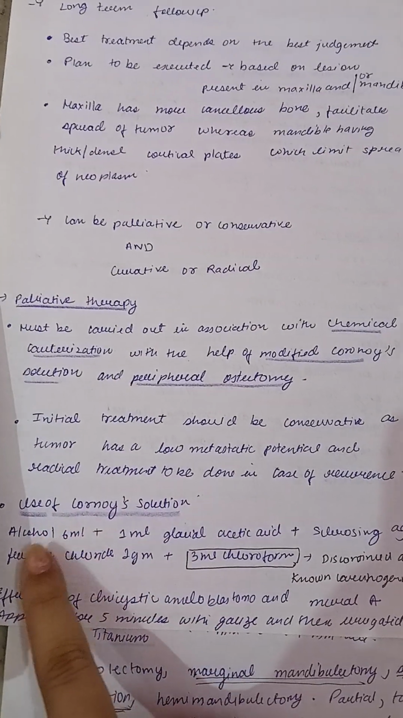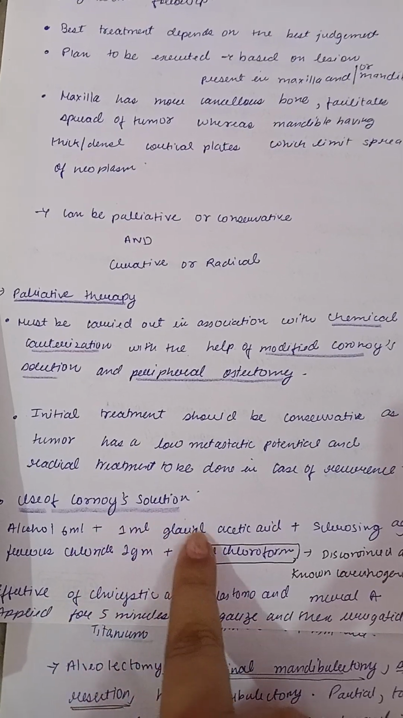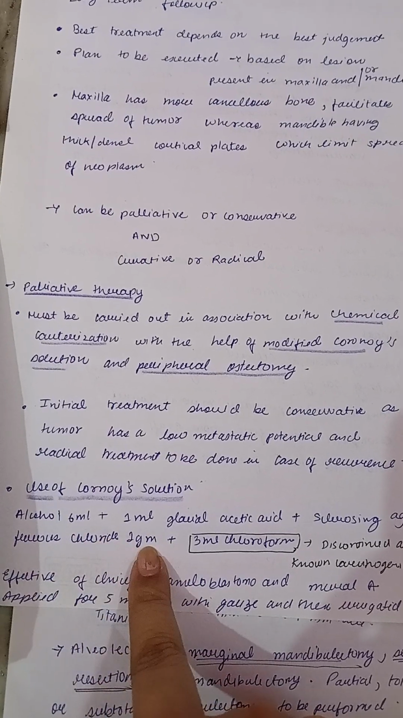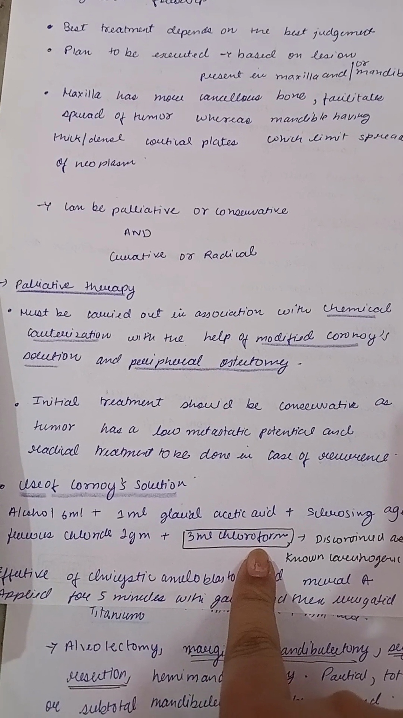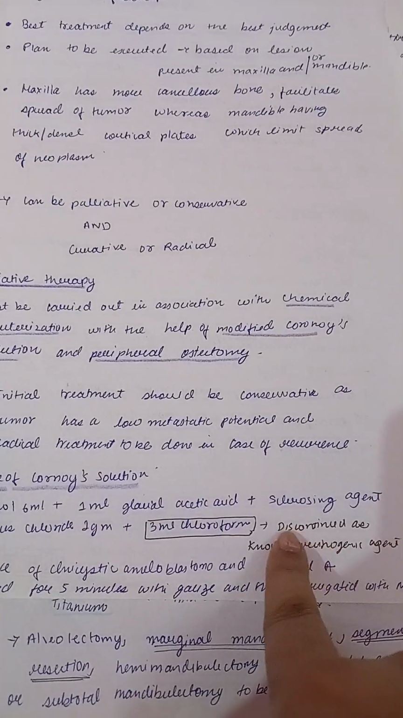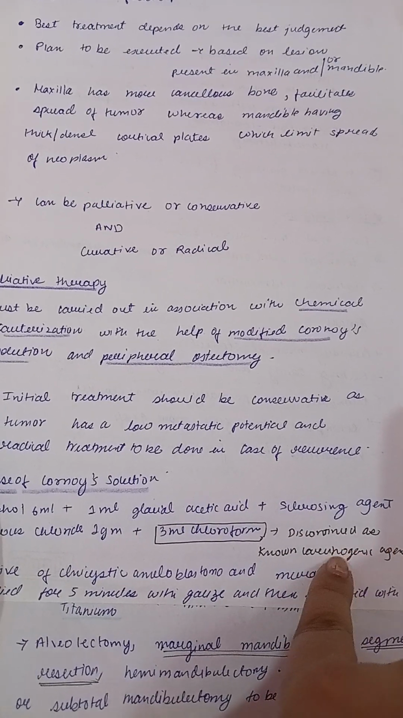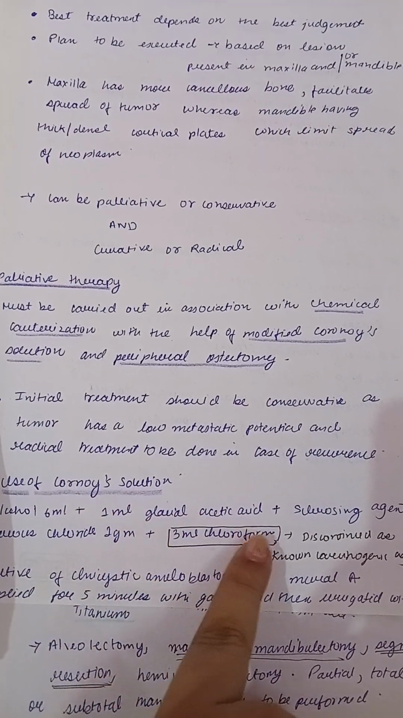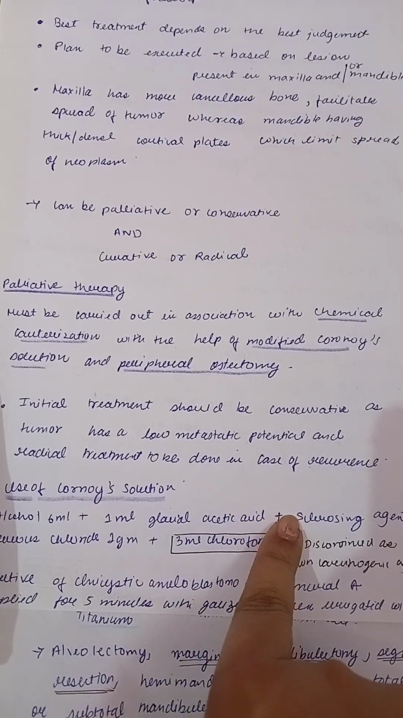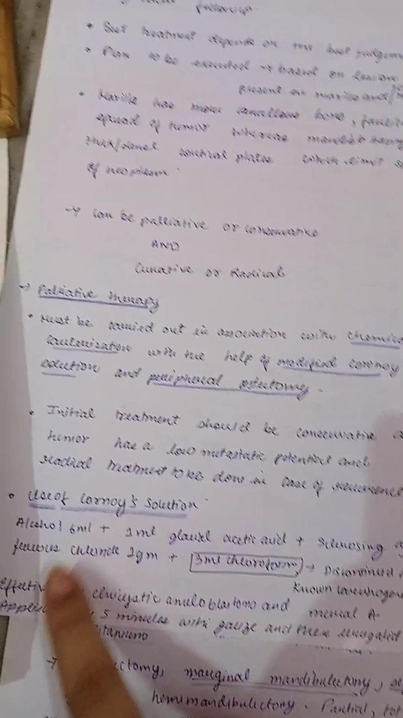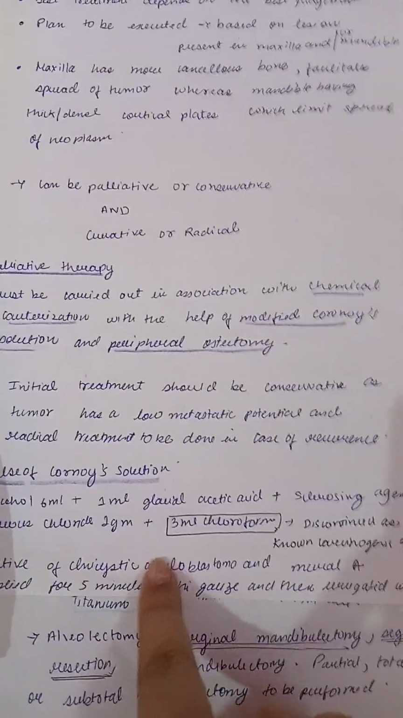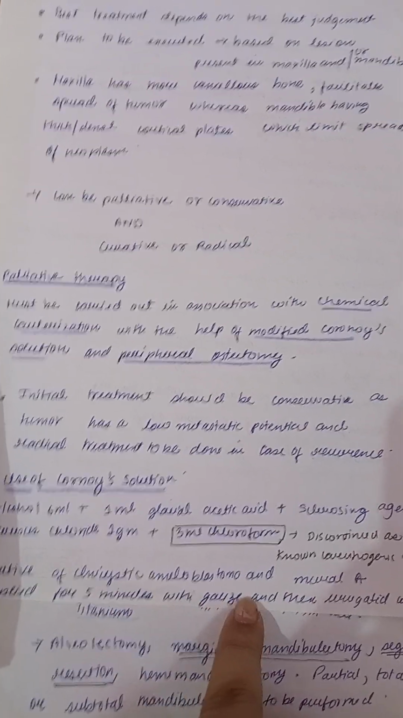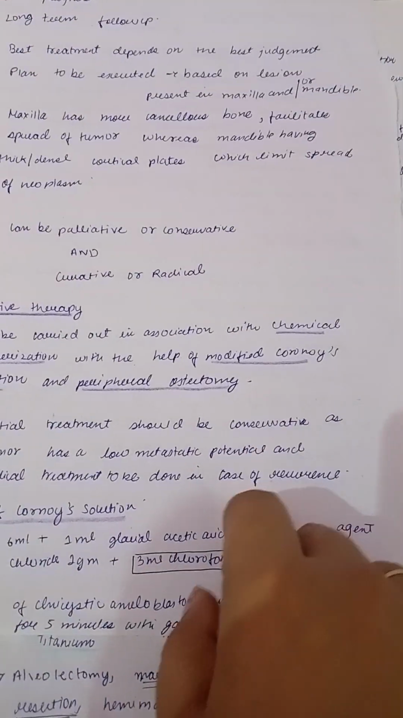Okay, use of Carnoy's solution. What is Carnoy's solution? It is alcohol 6 ml, 1 ml glacial acetic acid plus sclerosing agent, that is ferric chloride 1 gram, and 3 ml chloroform. But it is discontinued as chloroform is a known carcinogenic agent. So in modern Carnoy's solution or modified Carnoy's solution, chloroform is not used. It is effective in unicystic ameloblastoma and mural ameloblastoma. It's applied for 5 minutes with gauze and then irrigated with normal saline.